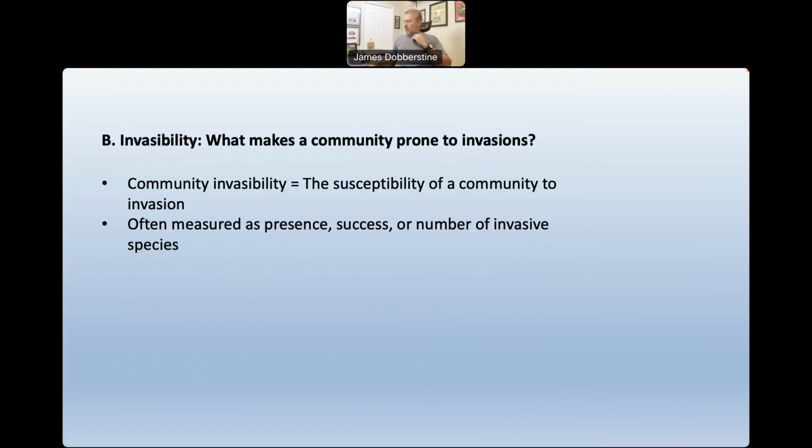All right, so let's talk about invasibility. What makes a community prone to invasion? Well, there are a lot of factors that we're going to see. I'll tell you one really common one is areas that are disturbed. Disturbed areas tend to be very prone to invasion, and that would give them what we would consider high invasibility, the susceptibility of a community to invasion. This can be measured in terms of the presence of that invasive species, the success of it, or in some cases, if you have multiple invasive species, the number of those, right?